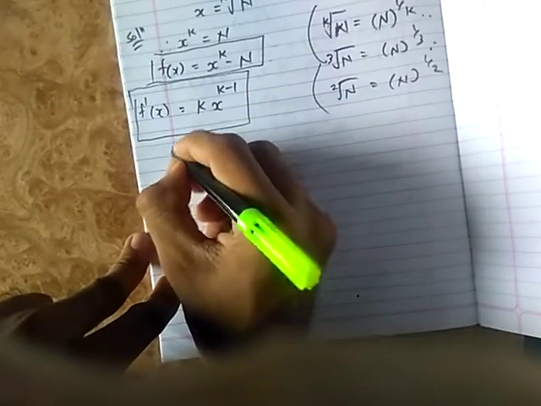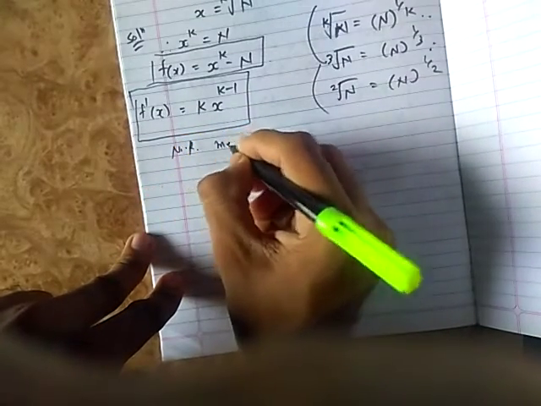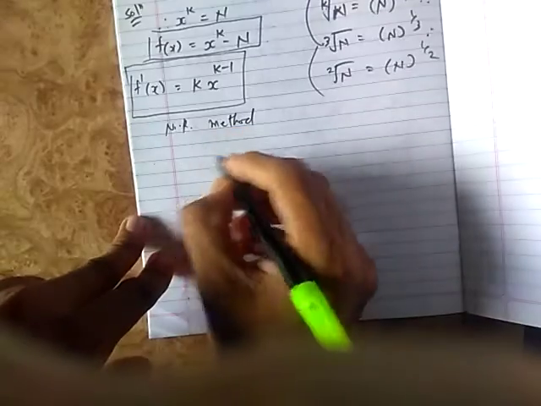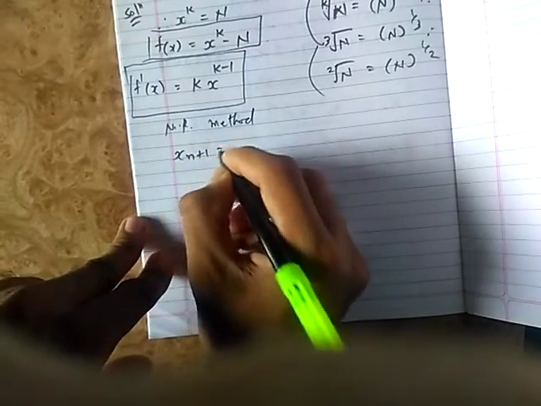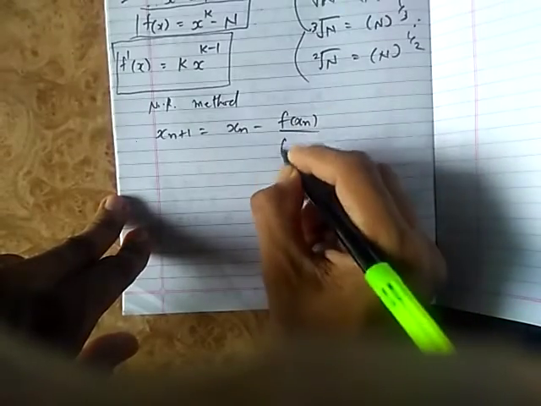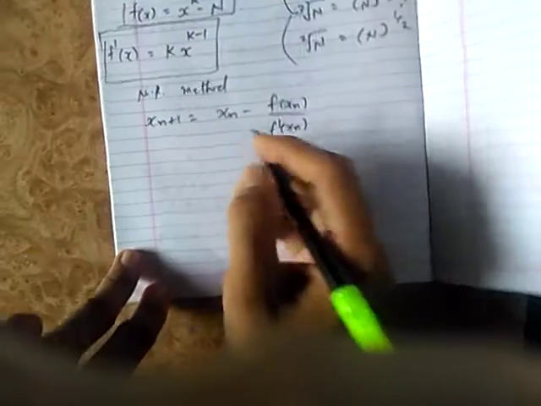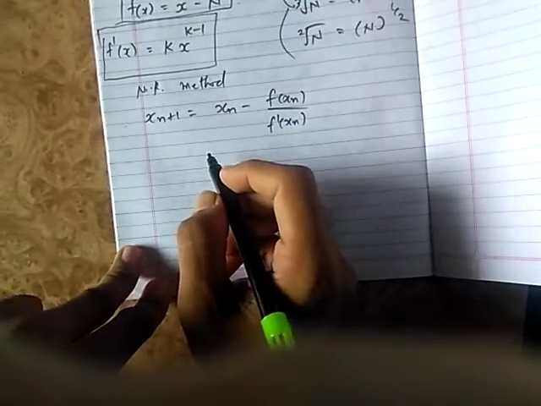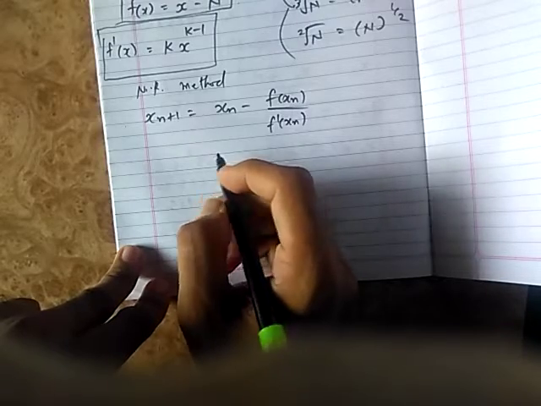Again NR method. So what does NR method say? x_(n+1) is equal to x_n minus f(x_n) divided by f dash of x_n. Okay, so let's do that.